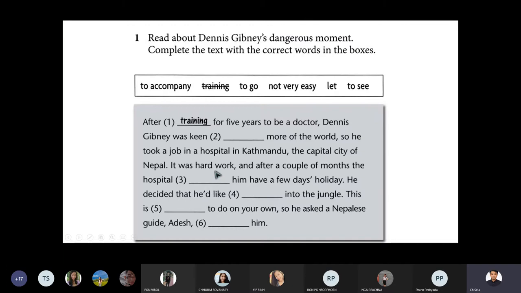So this one, I want you to do it in just 4 minutes. And please, we will check the answer at 9:45. Hello, guys, can you follow? Okay.